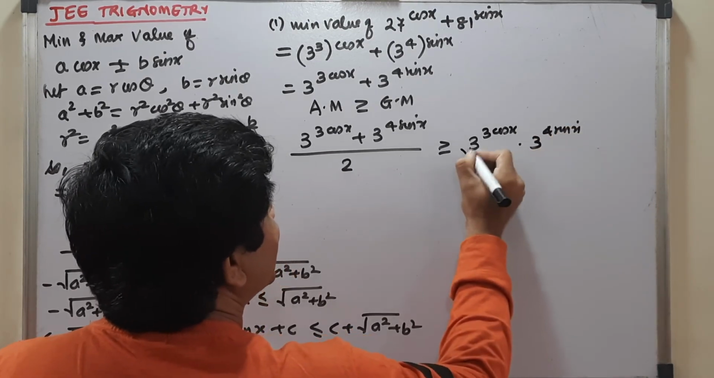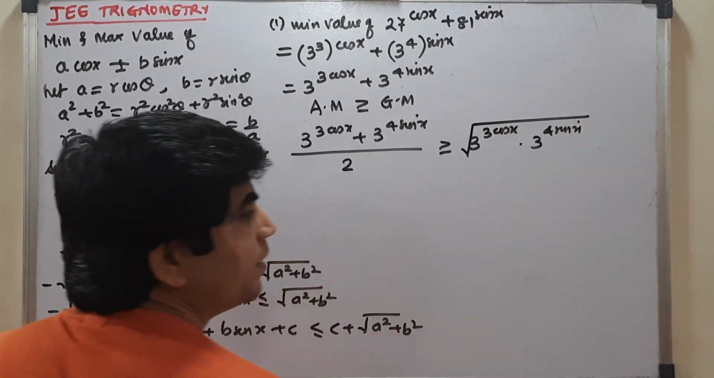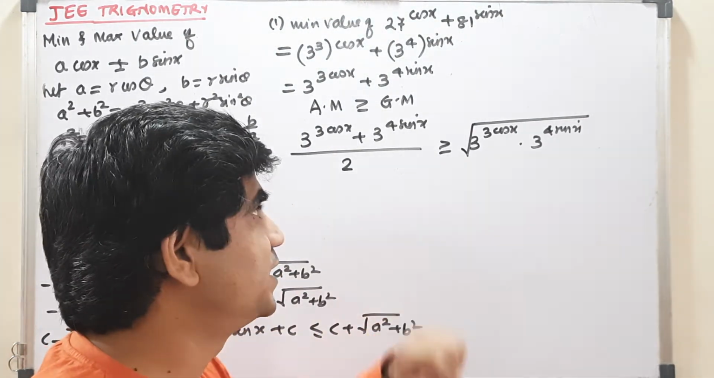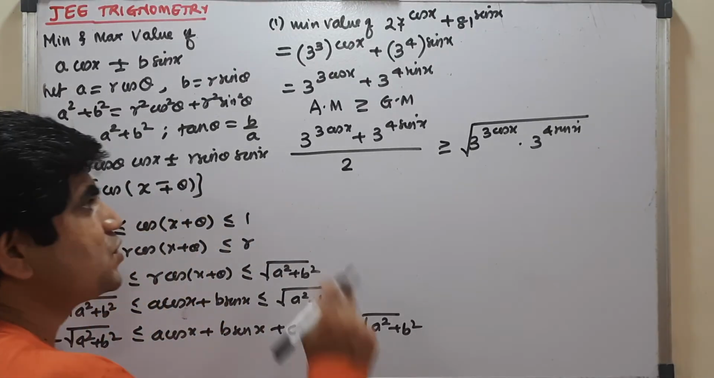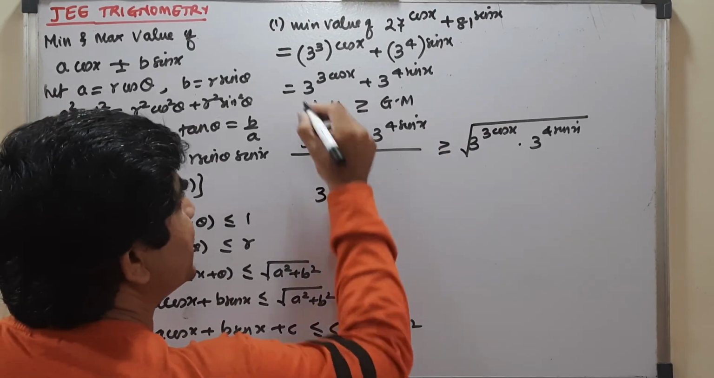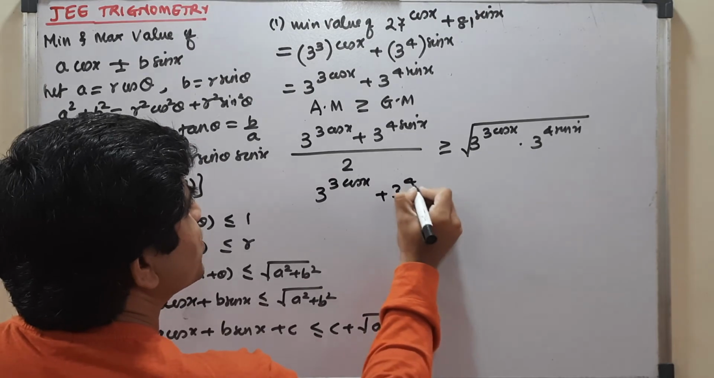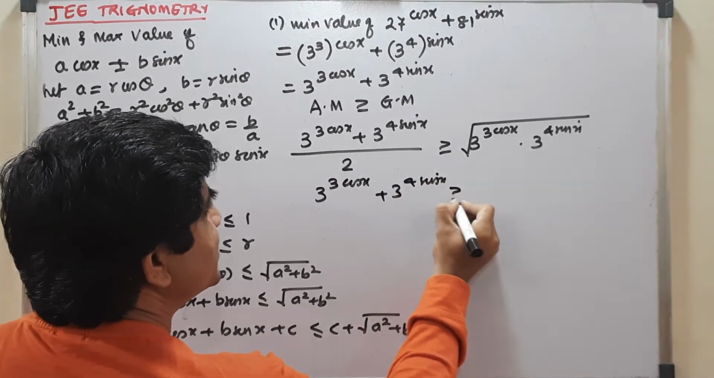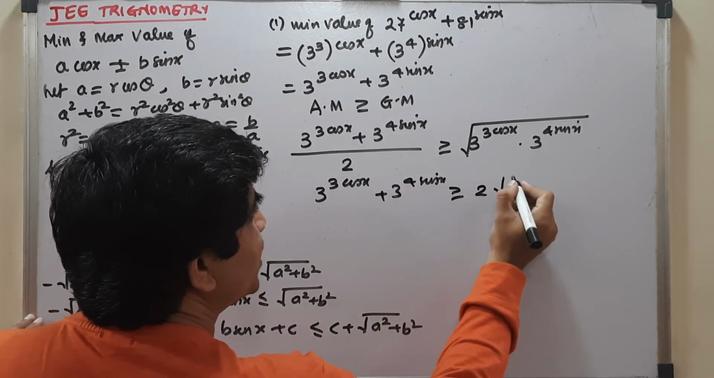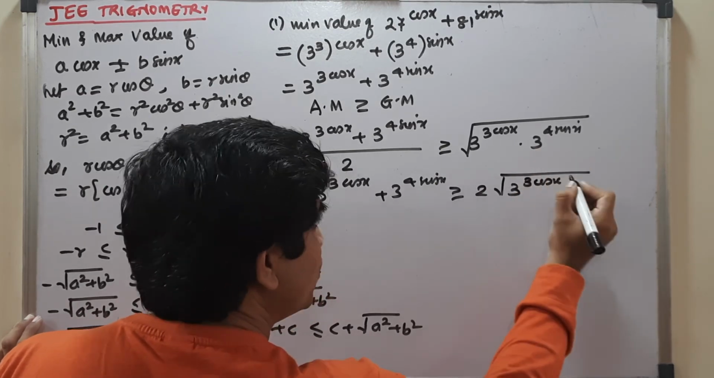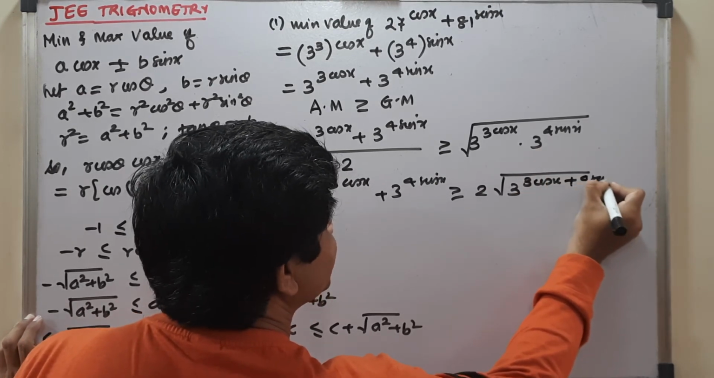Okay. And radical sign along with how many terms you are multiplying. That is, terms multiplied here are only 2. So radical sign is 2. Okay. So this 2 will come here. So what you get? This particular question becomes now 3 raised to 3 cos x plus 3 raised to 4 sin x is greater than or equal to 2 into under root. This will become 3 raised to 3 cos x. Now index rule I am using here, 4 sin x.